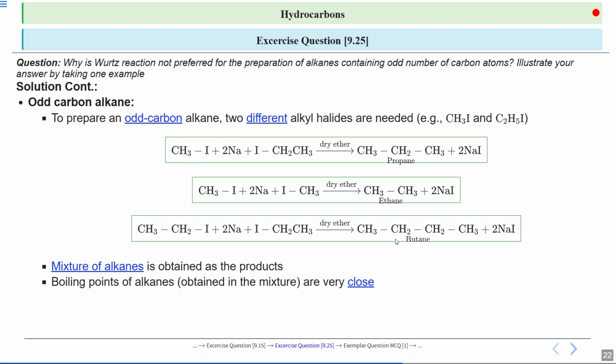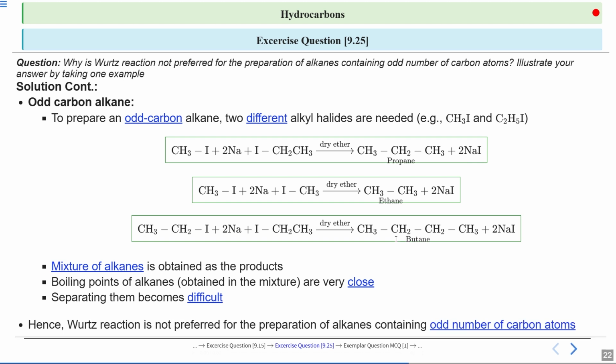Another challenge is that the boiling points of these alkanes are very close. So it makes it difficult to separate them through simple distillation, which is a common method for purifying liquids. Because of this close boiling point, separation of the alkanes becomes quite challenging. So this is a practical issue that chemists face when using the Wurtz reaction for the odd carbon alkanes.